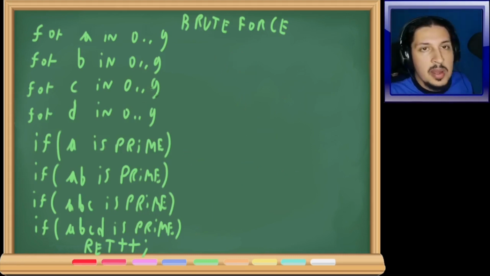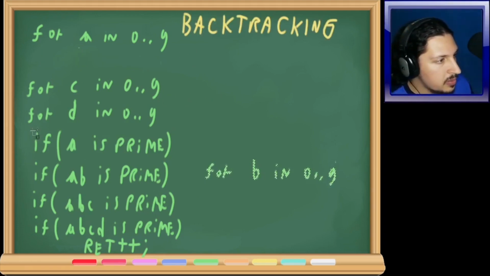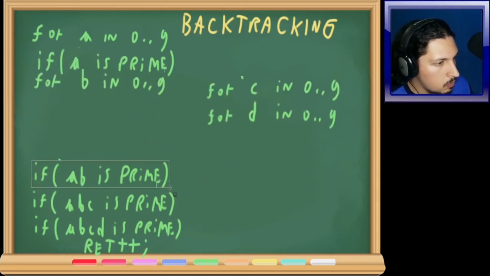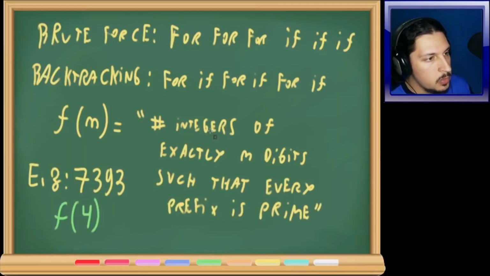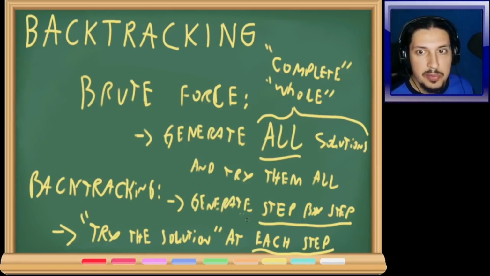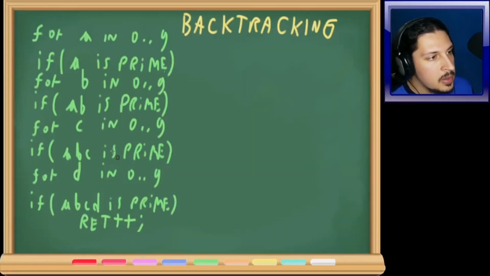What if we generate the number digit by digit? Well, we already are generating it digit by digit, but what if we check digit by digit? Well, that will give us a backtracking algorithm. So for the backtracking version, we would rearrange these blocks. Now this would be the backtracking version. Remember that for a backtracking algorithm, we have to generate the solution step by step, and we have to try everything at each step. And that is what we can do here.